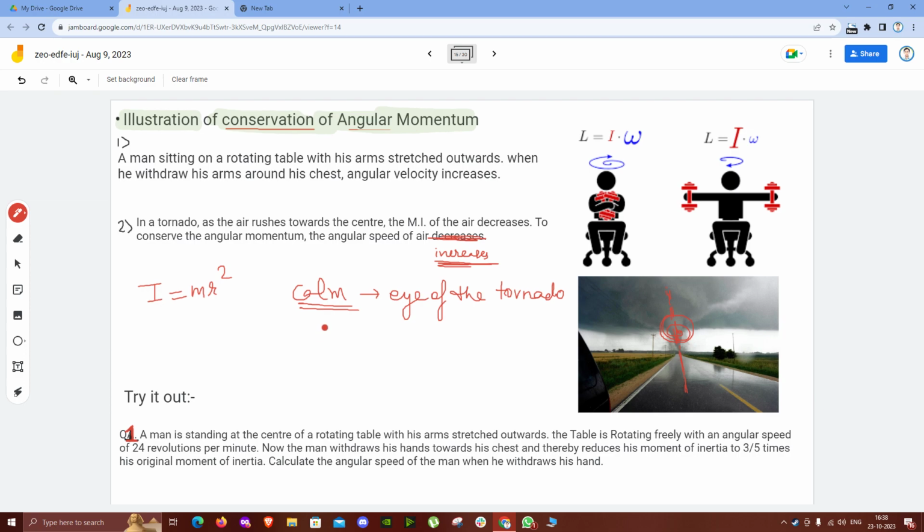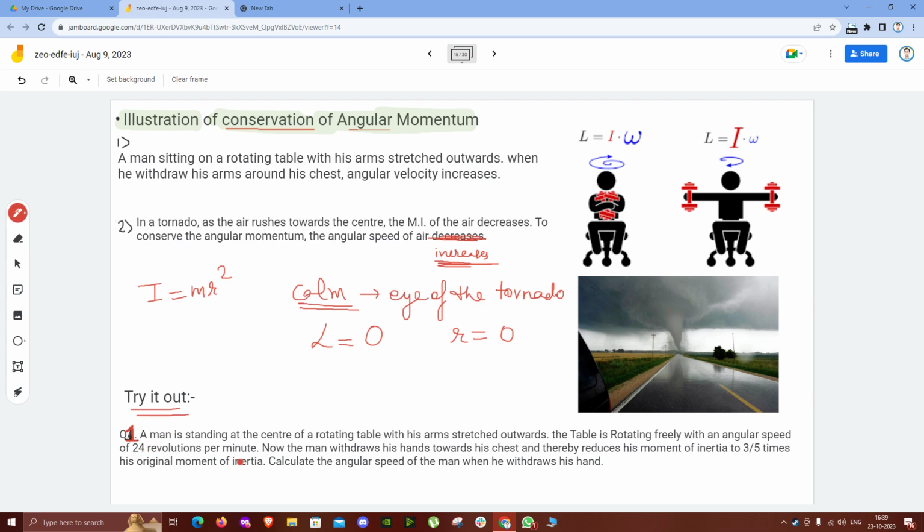Actually, what happens there is that the angular momentum of the air at the center will become zero. This is my conclusion, that it has to be zero because the r itself has become zero. So I has become zero at the exact center. That's why the velocity of air, that is the angular momentum of the air, will be zero at the exact center of the tornado. Okay. So these are the two examples for this, and I would like you to try this out.